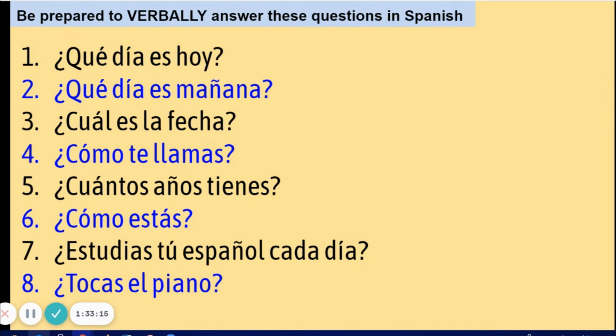¿Estudias tu español cada día? Cada día means each day. So do you study Spanish each day? So you would say, sí, estudio español todos los días, each day, or cada día, o no, no estudio español todos los días, o estudio español los lunes, los miércoles, los viernes, or estudio español los fines de semana, on the weekend. So it just depends, right? ¿Tocas el piano? Do you play the piano? Sí, toco el piano, o no, no toco el piano.